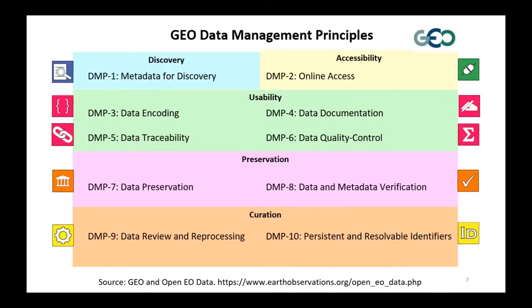So the geodata management principles, there are really five categories of them. Discovery, a theme we constantly hear, accessibility, usability, preservation, and curation. And under discoverability, there's really just one, metadata. And under accessibility, there's just one, which is online access. But you'll see under usability, there are four: data encoding, traceability, documentation, and quality control. Our topic of today. And then under preservation, there are two principles, data preservation and data and metadata verification. And lastly, under curation, there are two: data review and reprocessing and persistent and resolvable identifier.